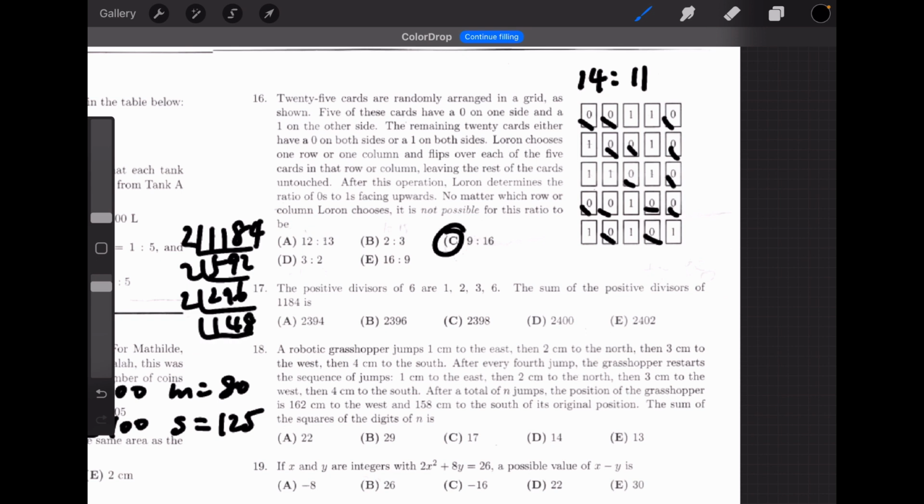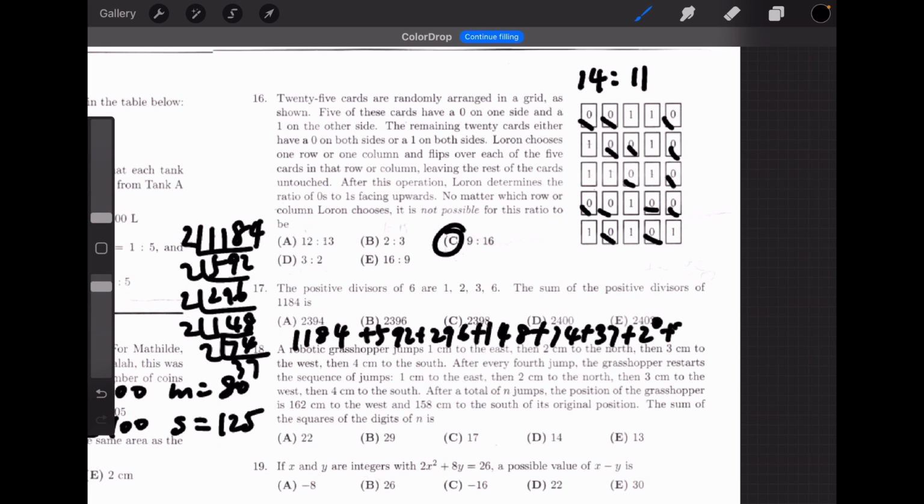148. 148 divided by 2 is 74. 74 divided by 2 is 37. Since 37 is a prime number, this should be the end of the short division. So the divisor sum should be 1184 plus 592 plus 296 plus 148 plus 74 plus 37 plus 2 to the power of 0, 2 to the power of 1, all the way to 2 to the power of 5. And this gives us 2394. A.